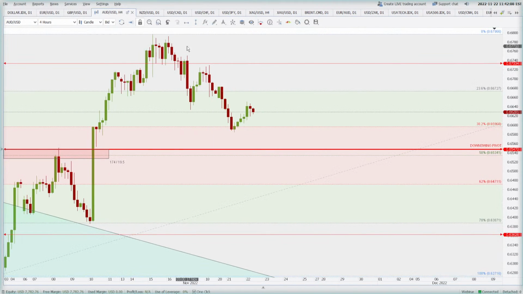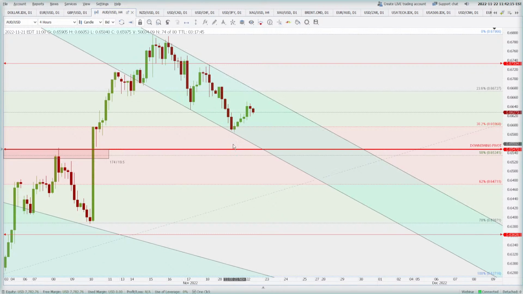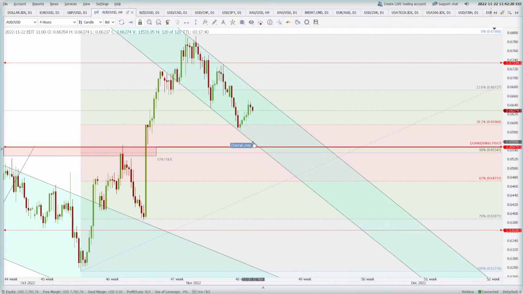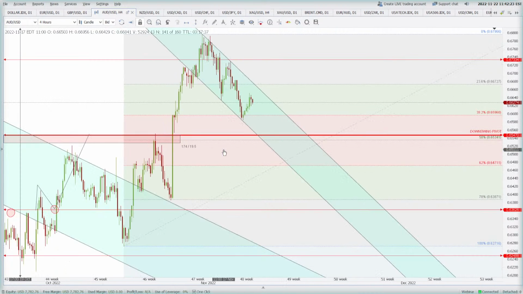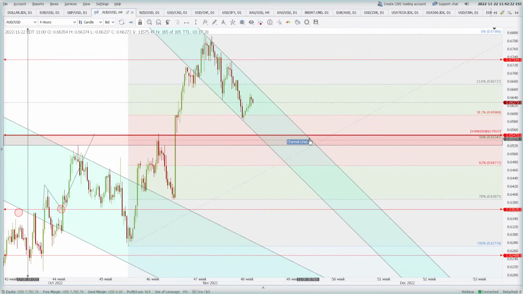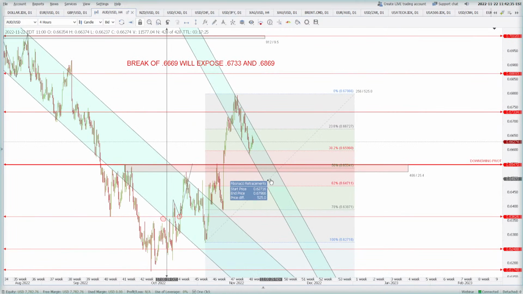But till that time, we will keep our falling channel in place. And a breakout from this falling channel after meeting this area here, I think that will be our indication that now buyers are in control of the market. All right, so this is how we are going to do this. In that case, we will be keeping a stop loss just below this one, and we'll target first at 0.6733, thereafter 0.6869 in this market.